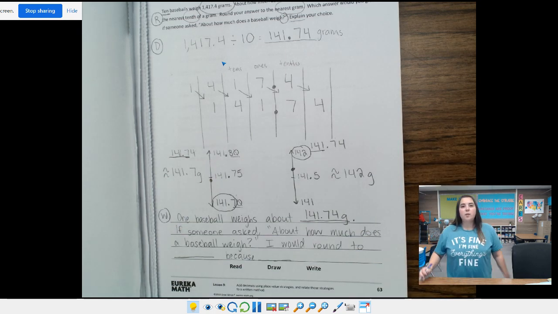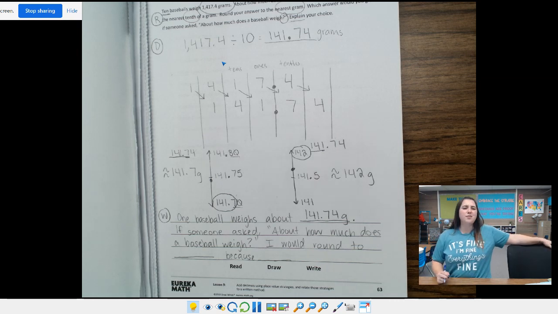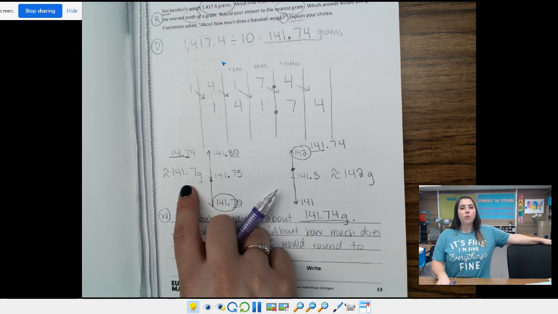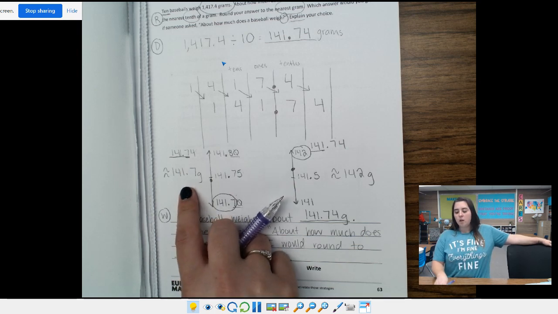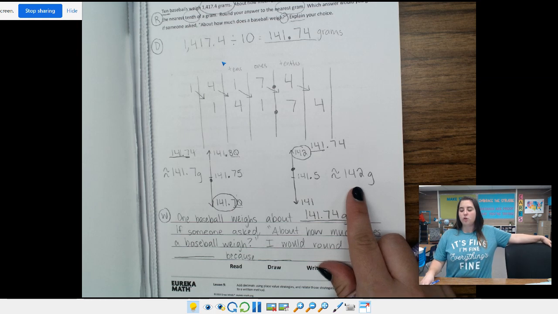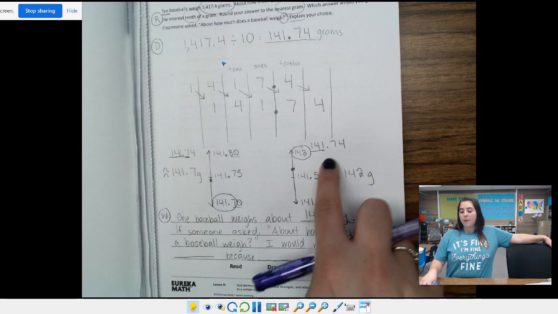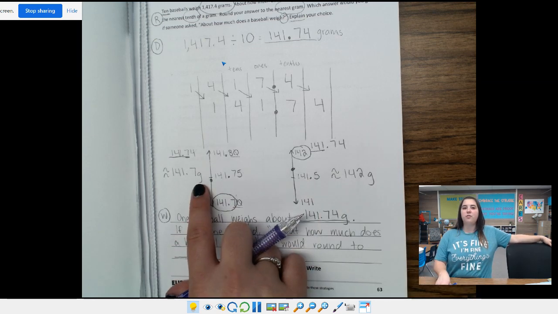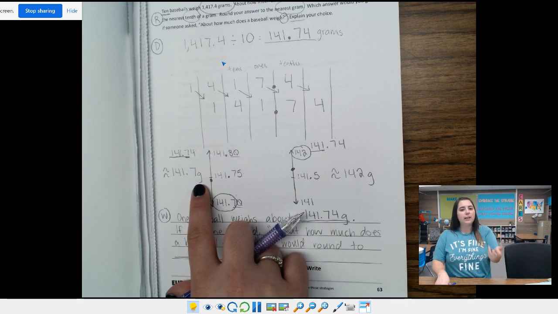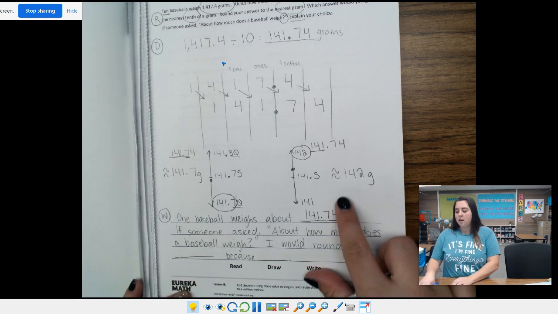So here's the part where you have to think. If someone asks you how much does a baseball weigh, does it make more sense to tell them 141 and 7/10 of a gram or about 142 grams? What do you think? I think that if someone was asking me, they just want to know about how much. This gets pretty specific. And I don't know what 7/10 of a gram feels like. It must be really light. So does that 7/10 matter? Not really.